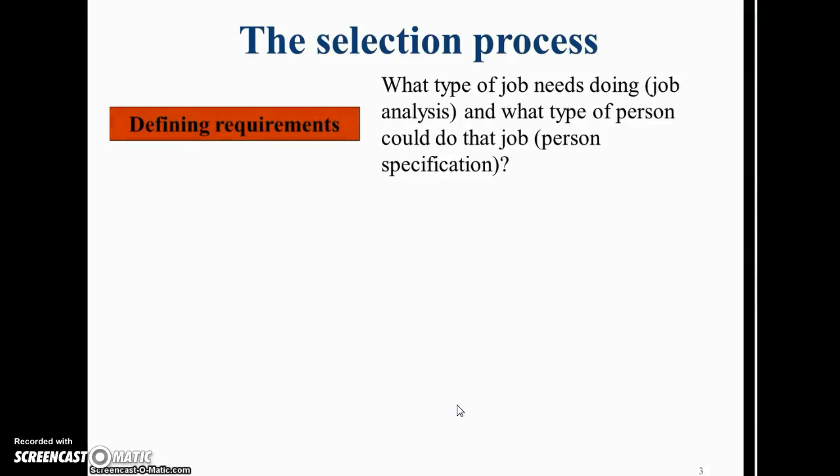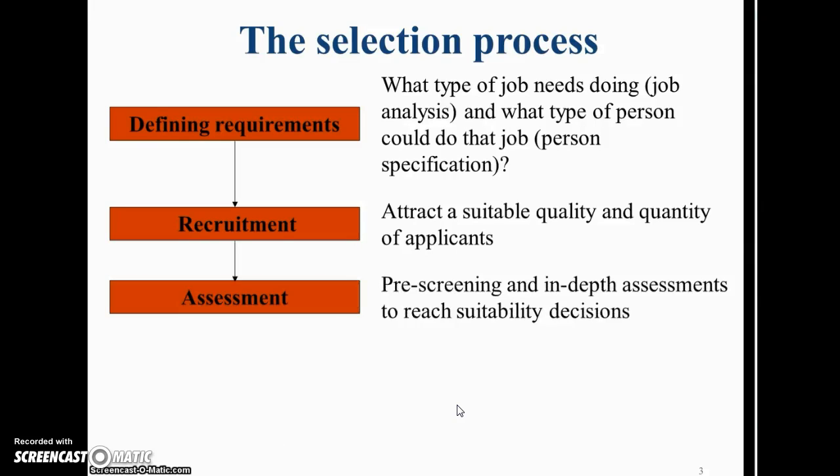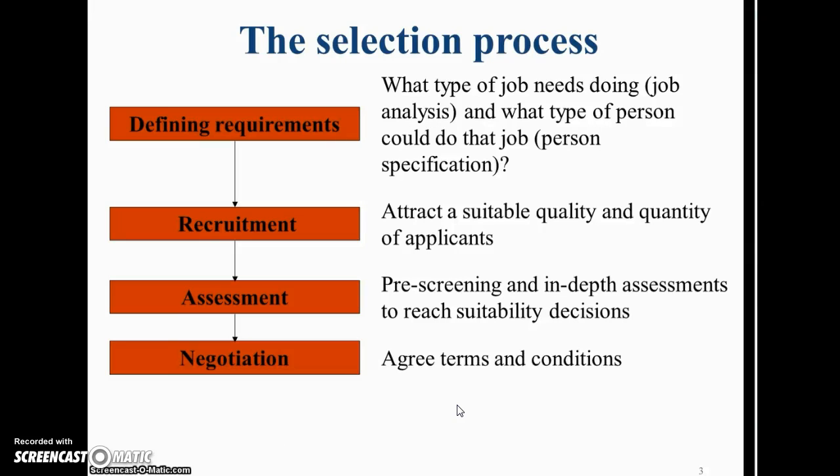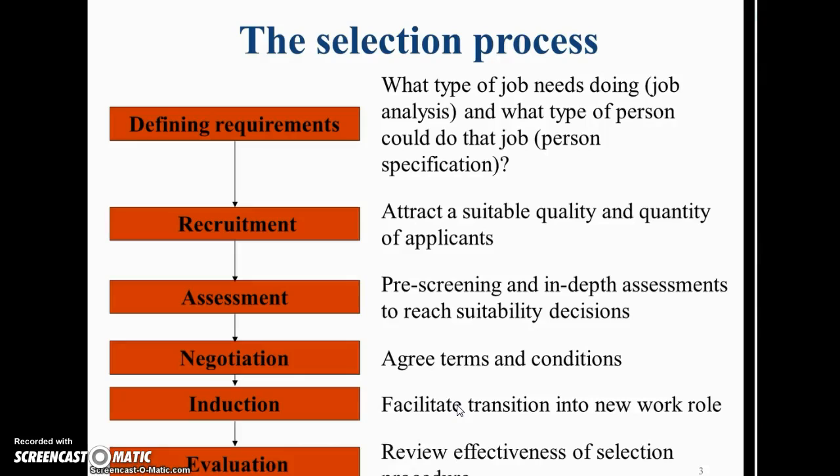So we start by defining requirements, something we'll do in lecture 3, looking at job analysis. We then go on to actually recruit, attracting suitable candidates. We assess those candidates to see who will be most effective at a particular role, negotiate terms and conditions with them, and induct them into the organisation. The evaluation element is the last stage of the process where we look at the effectiveness of the selection procedure, and it's the element that's most often missed out of the selection process.